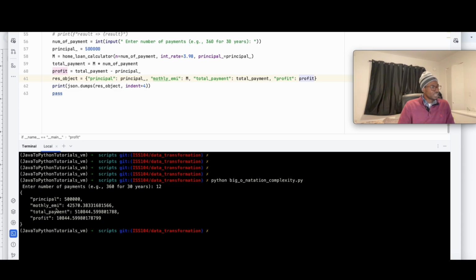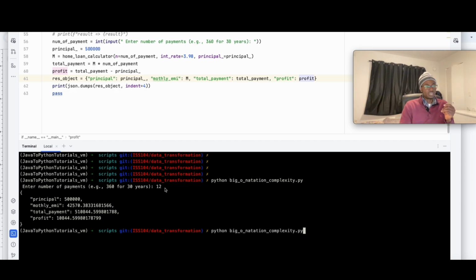The monthly payment will have to be 42,570. And the total payment shall be 510,844 with some cents, dollars. And then the profit to the lender is 10,844. That is, if I decide to pay this entire $500,000 within a year. So you can see the profits and then you can see the total payments.